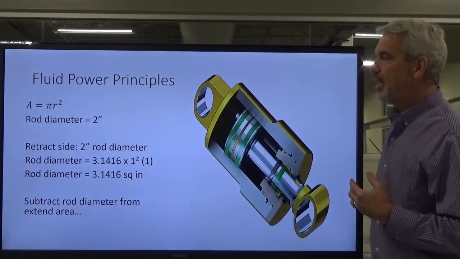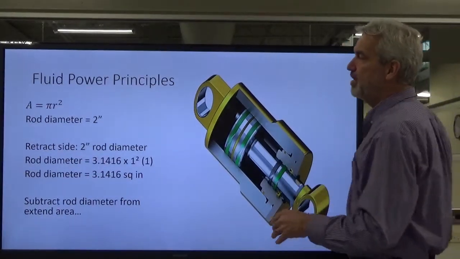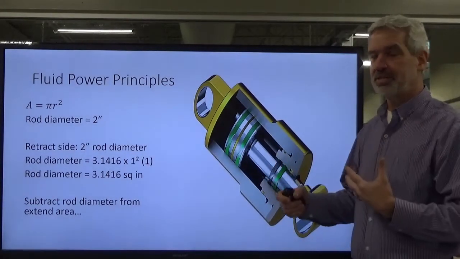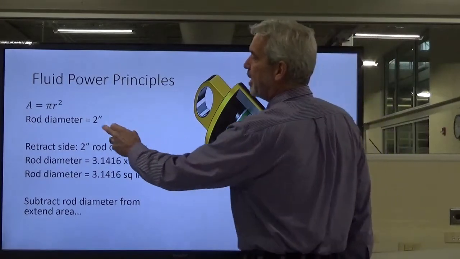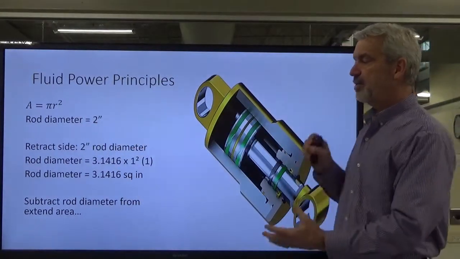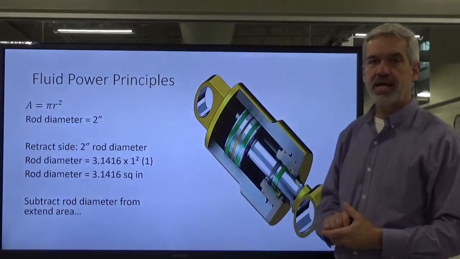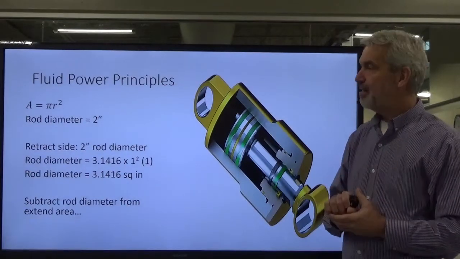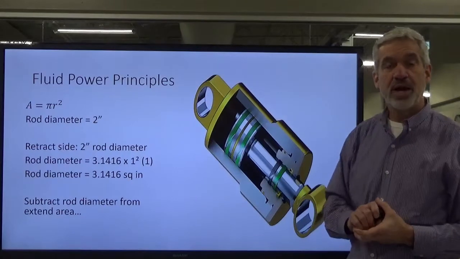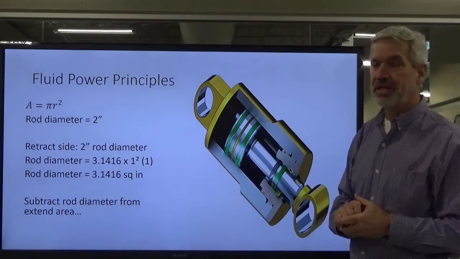So this time, first things first, we've got to figure out the diameter of our rod. It's the same as figuring out the surface area of your piston face. So you've got a rod diameter of 2 inches. What we've got to do is get down to the radius, and the radius is half the diameter. So if we have a rod diameter of 2 inches, then we have a radius of 1 inch. So let's put our area formula into play.